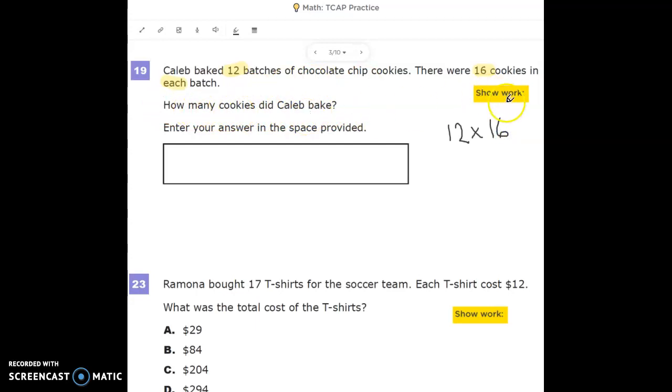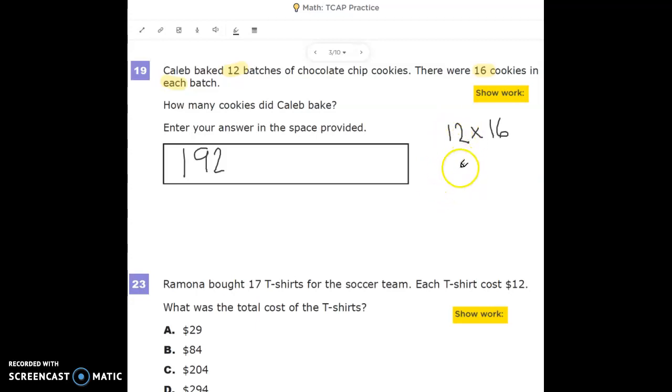Again, this is one that you're going to use your scrap paper on, or you can use your calculator. So if I punched it into my calculator, I would do 12, the multiplication symbol, then 16, and I would get the answer of 192. Now, if I wanted to do this on my paper and just check it with my calculator, I could do that as well, if I have time.